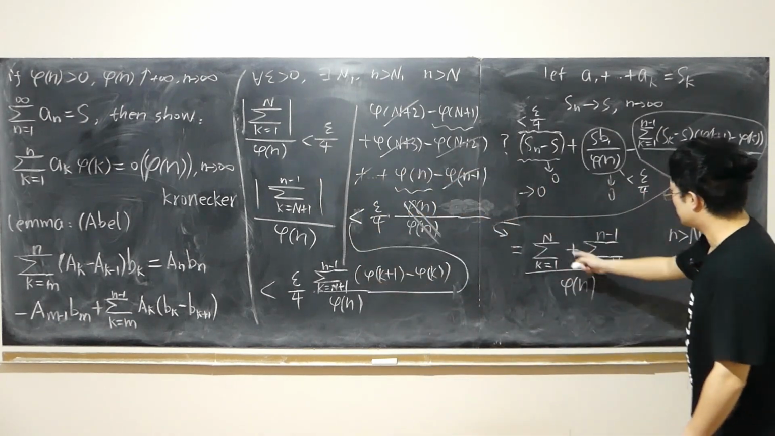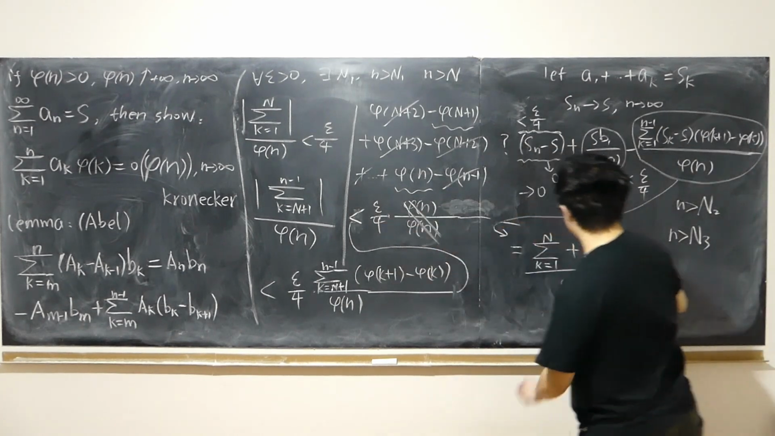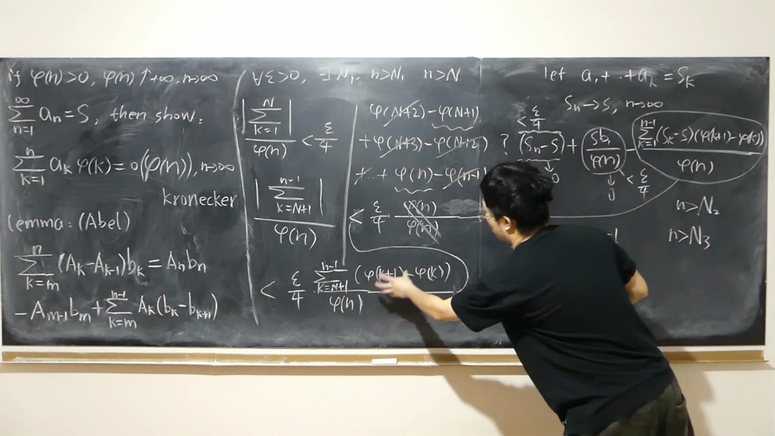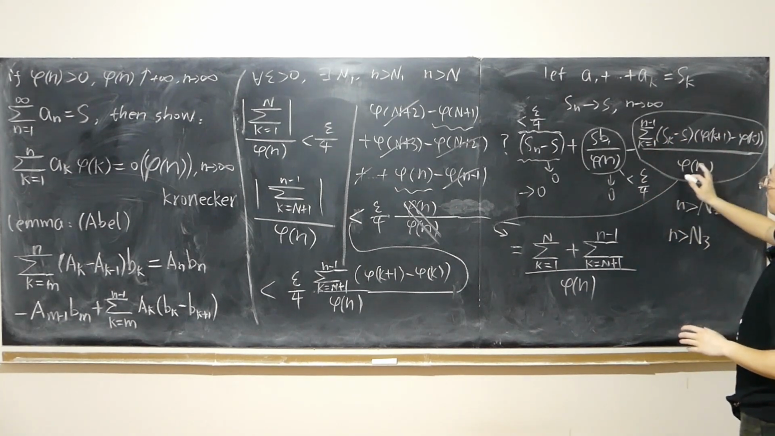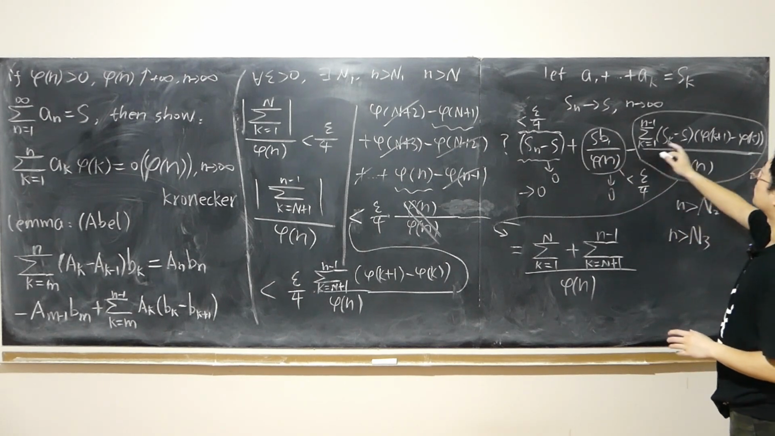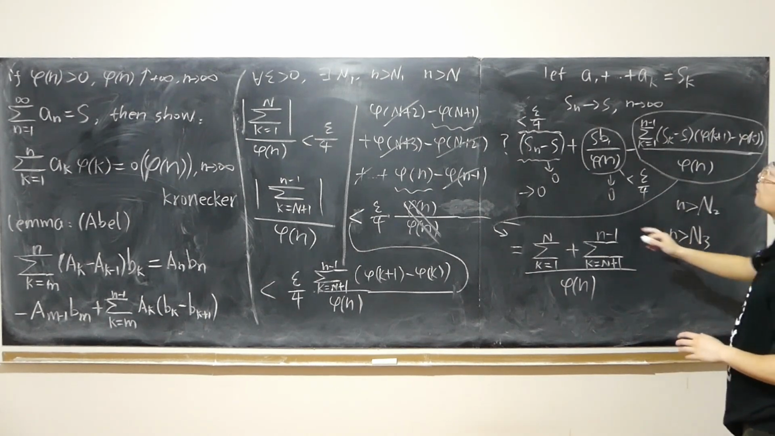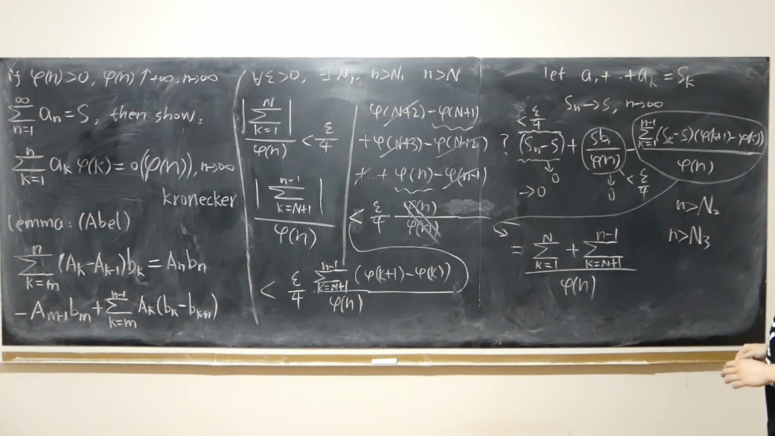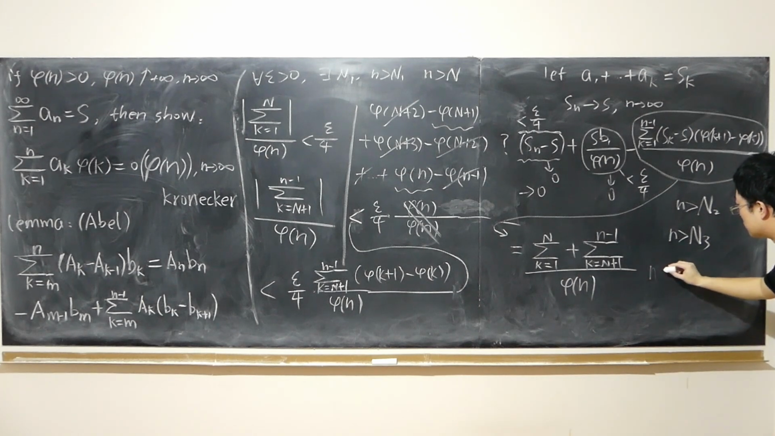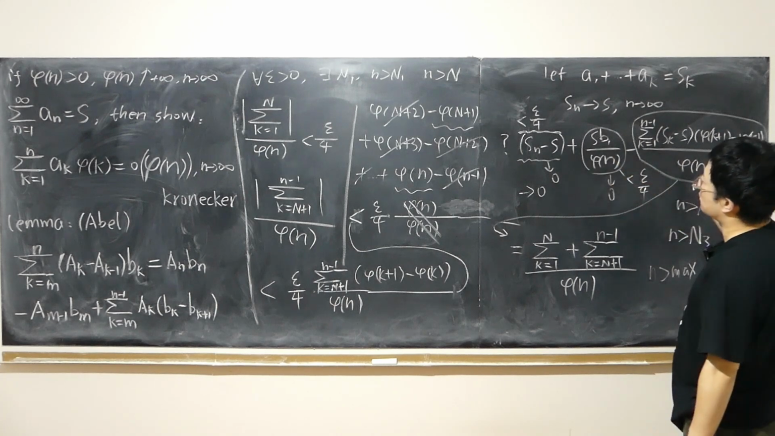epsilon over 4, right? That's this partial sum over phi of n. And also this sum over phi of n is smaller than epsilon over 4 as well. So altogether, this is smaller than epsilon over 2, right? Epsilon over 4, epsilon over 2, epsilon over 2, altogether smaller than epsilon, as long as n is bigger than capital N1, capital N2, capital N3. You say, as long as n is bigger than the maximum of all those capital N, it can really be smaller than epsilon.